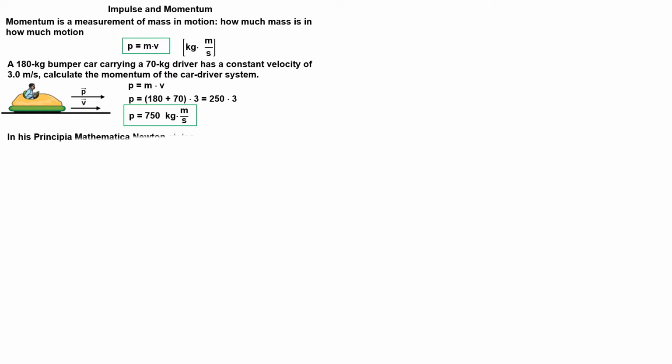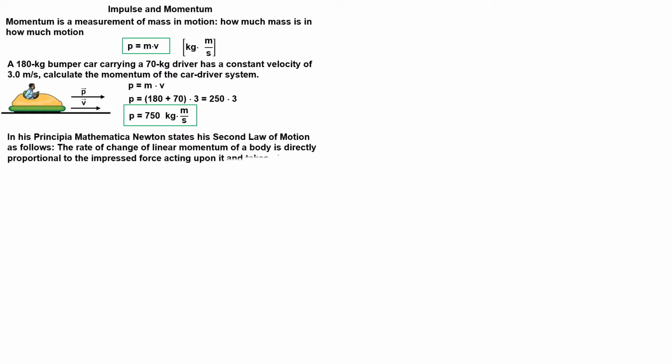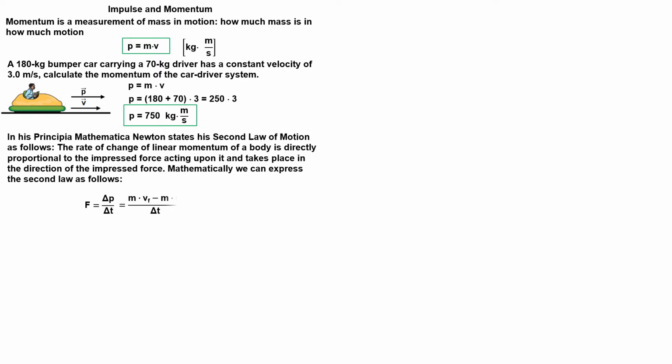In his Principia Mathematica, Newton states his second law of motion as follows. The rate of change of linear momentum of a body is directly proportional to the impressed force acting upon it, and it takes place in the direction of the impressed force. Mathematically, we can express the second law as follows. It is easy to see that if the mass stays constant, then this version of Newton's second law reduces to the usual equation. The change of momentum is equal to the final momentum minus the initial momentum.